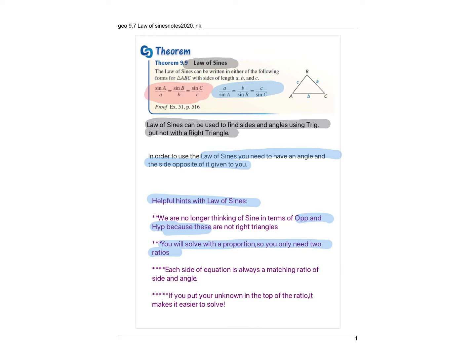So even though up here it has three ratios, sine of A over A, sine of B over B, sine of C over C, you're only using two at a time. So you're going to use one pair of side and angle and another pair of side and angle. Each side of the equation is always a matching side and angle. And this helpful hint right here, if you put your unknown or your variable that you're trying to solve for in the top, it makes it easier to solve. So that's what we're going to talk about as we start to move through this.